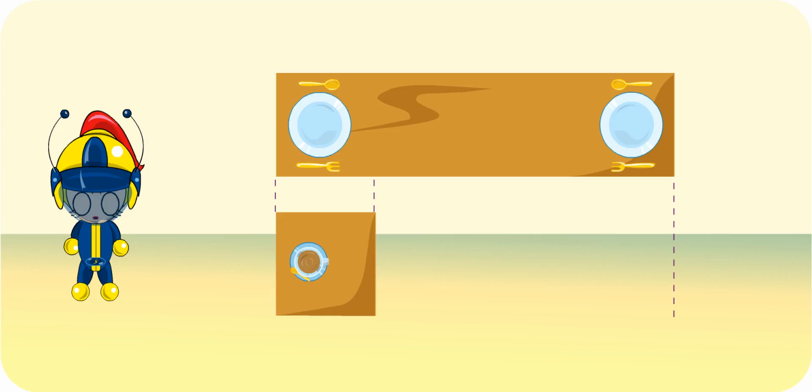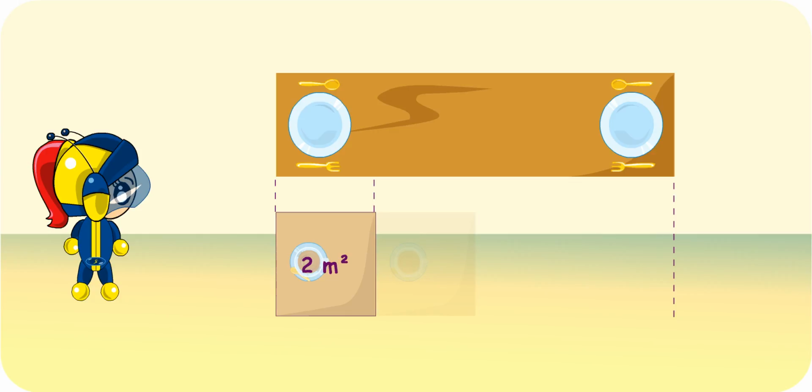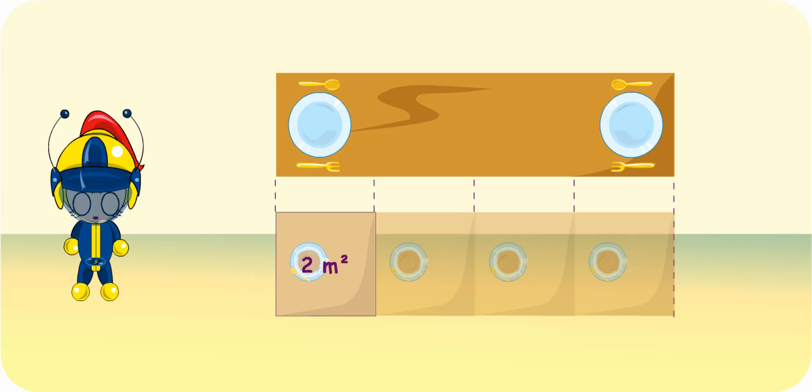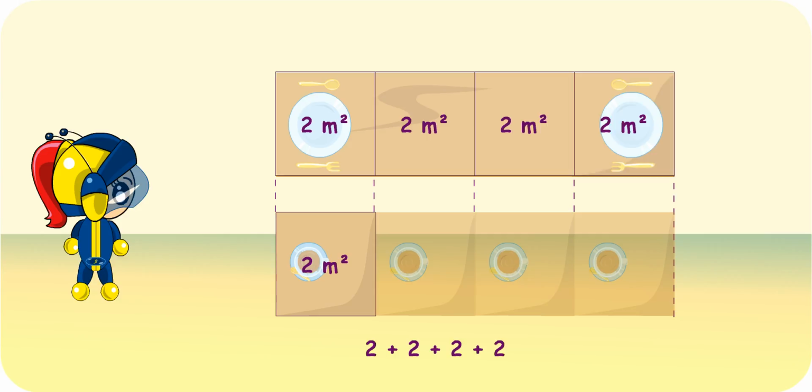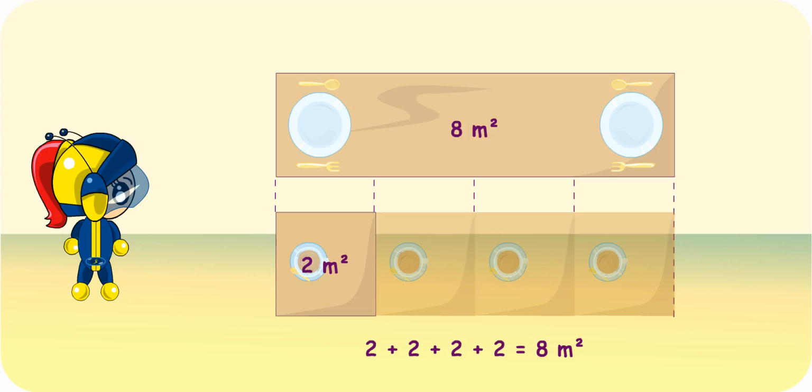Supposing we know that the coffee table has an area of about 2 square meters, we can then compare it with the dining table in order to estimate the dining table's area. Since it takes 4 coffee tables to make 1 dining table, the area of the dining table is 2 plus 2 plus 2 plus 2 square meters, which is equal to 8 square meters. I see, teacher.